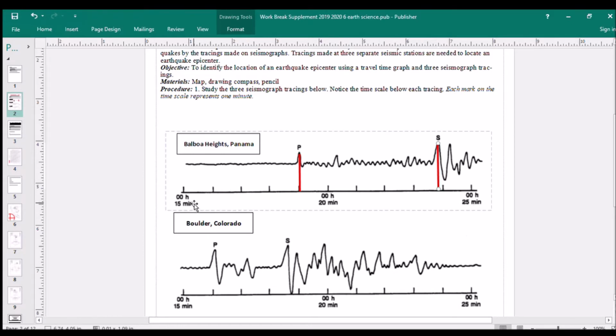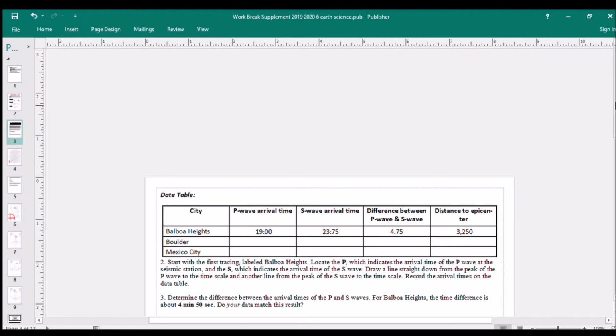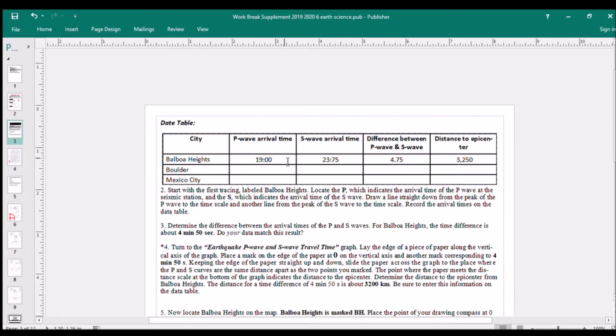If you look, there's 15 minutes and here's 20 minutes. So each one of these is a 1-minute increment. The P wave arrived around 19 minutes. And the S, or secondary wave, arrived just before 24 minutes, so we'll say 23.75. I go ahead and enter that in my data table, and I've already done that. So we got 19 minutes when the P wave arrived, and 23.75 when the S wave arrived.